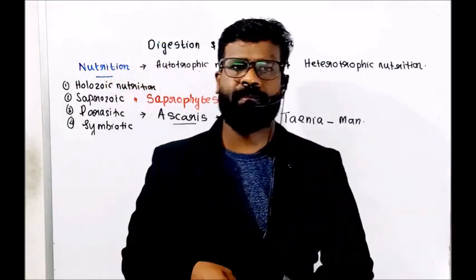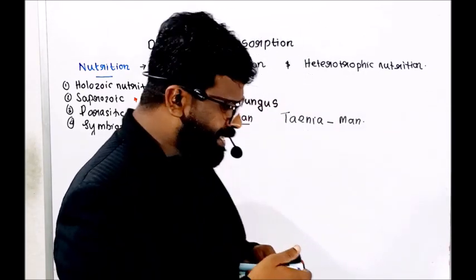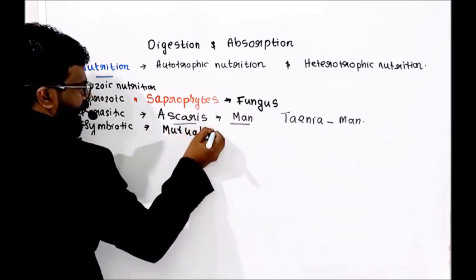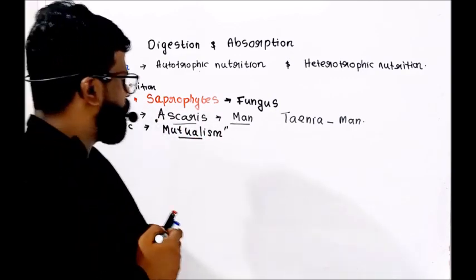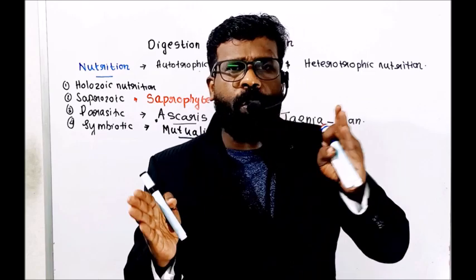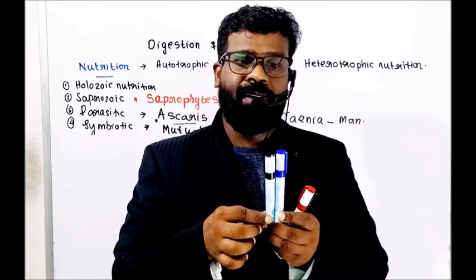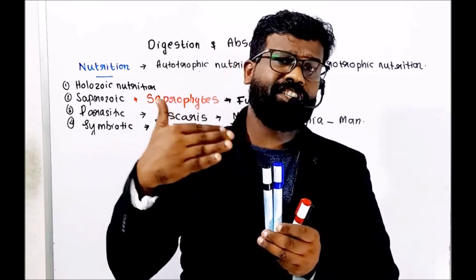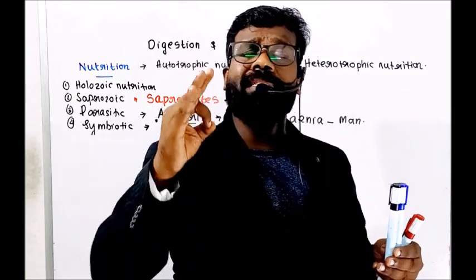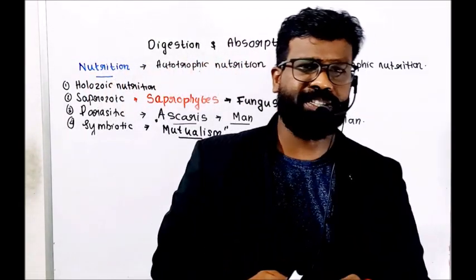Next is symbiotic nutrition. Symbiotic nutrition means acquiring nutrients by mutualism. What is mutualism? When two different species come together and stay together, and by this relation both of them are mutually benefited, the relation is called mutualism. Acquiring nutrients by mutualism is called symbiotic nutrition.